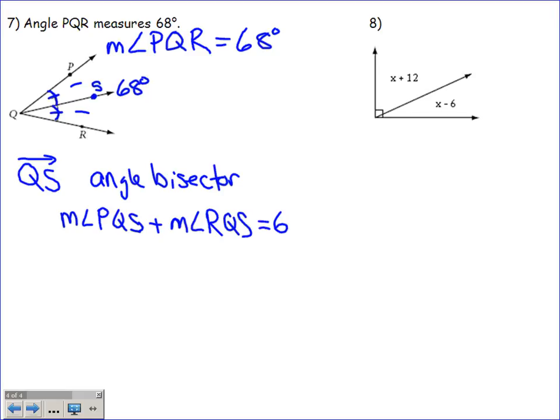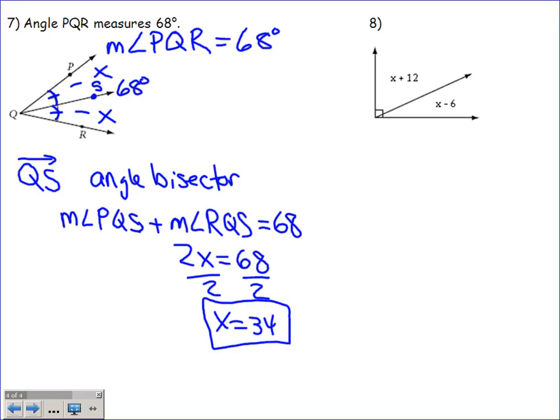68. Okay? And since these two are exactly the same, this is like x, and this is like x. So basically I'm saying, hey, 2x equals 68. Does that make sense? Since these two are exactly the same, I could say 2x equals 68. How do I solve for x? Divided by 2, divided by 2. 34. Okay. So each one of those angles equals 34.